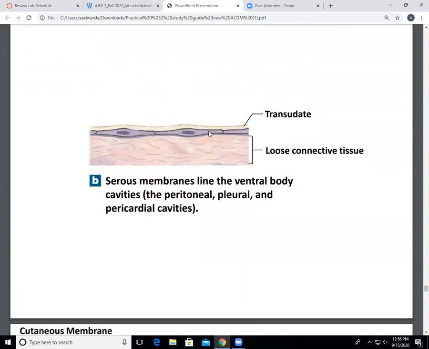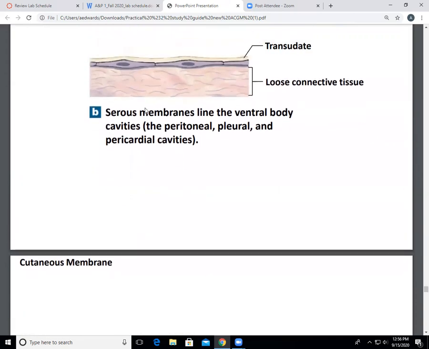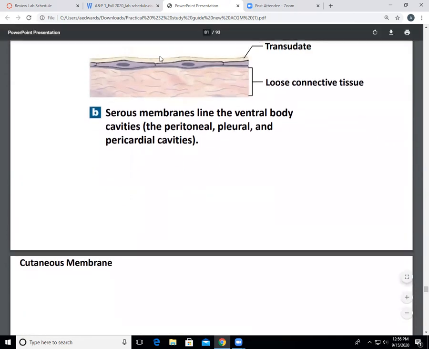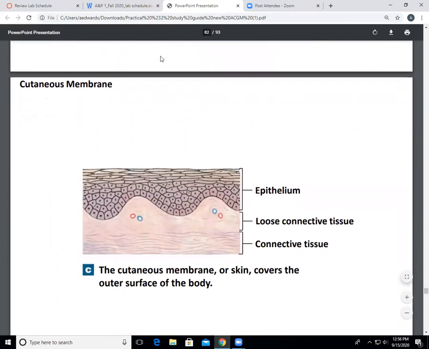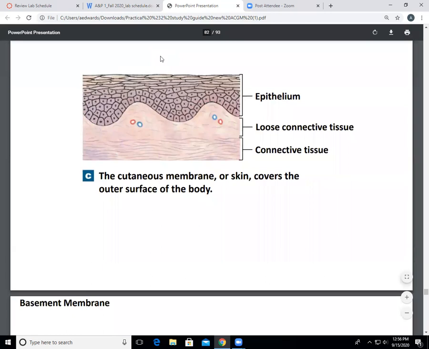Serous membranes, again, they line those ventral body cavities, and they have that layer of transudate on the surface of that membrane. And again, you see transudate, serous membrane. Or if they tell you it's a serous membrane, they ask you what that secretion is, it's transudate. And your cutaneous membrane covers your outer surface, has the epithelium and the connective tissue underneath.